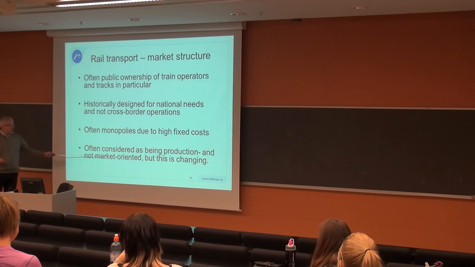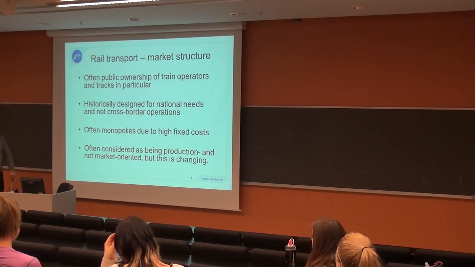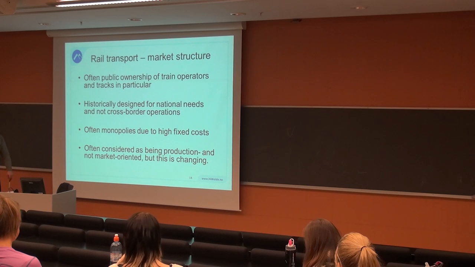Also, the market orientation for rail companies has to do with to what extent they engage in other activities as a part of the transportation supply chain, like being engaged in terminal activities, cooperation with the trucking companies to feed cargo in, and so on. This is about to change.